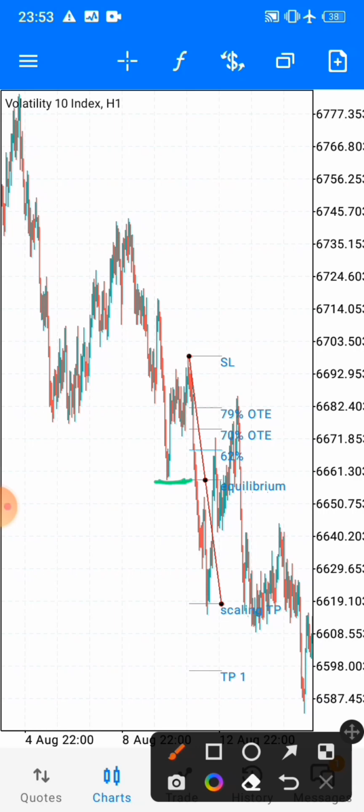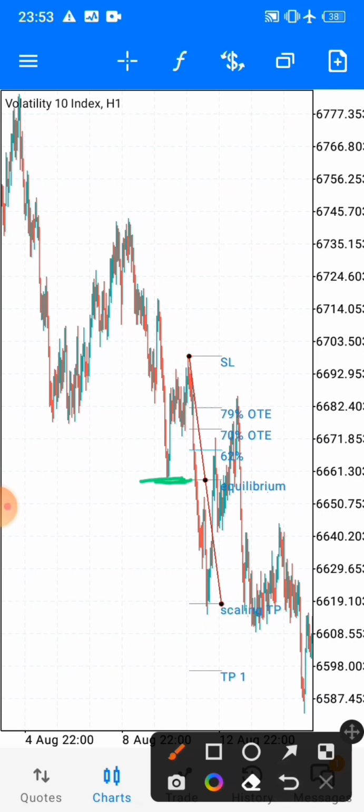As I said, if you don't know more about market structure, you can check out my previous video. Breaking market structure right here, the high that was created before this break. So we draw from this high to this low before the retracement started. That's how you draw your Fibonacci.